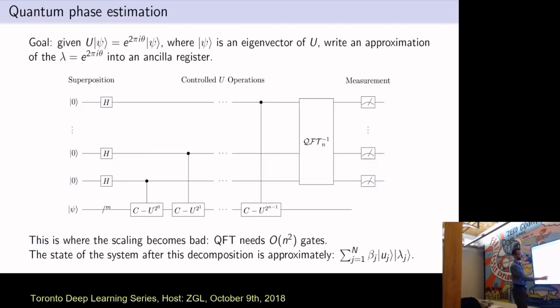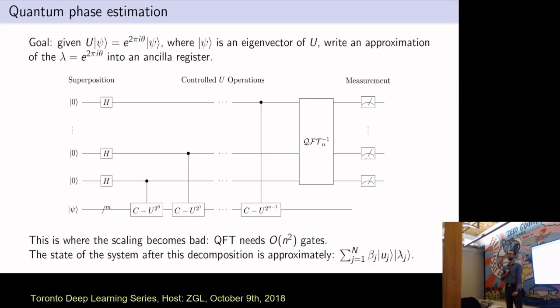Here U to the second means that you evolve this unitary operator for a certain amount of time. Here, this is U to the first power, which is just U. This is U squared, U cubed, and so on. So this is what I said, that you have U's at different lengths of time, integrating the Schrödinger equation at different durations. And you apply the control on them. So what is the control?